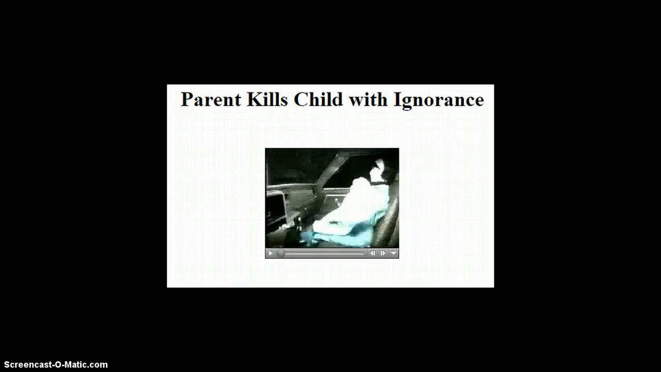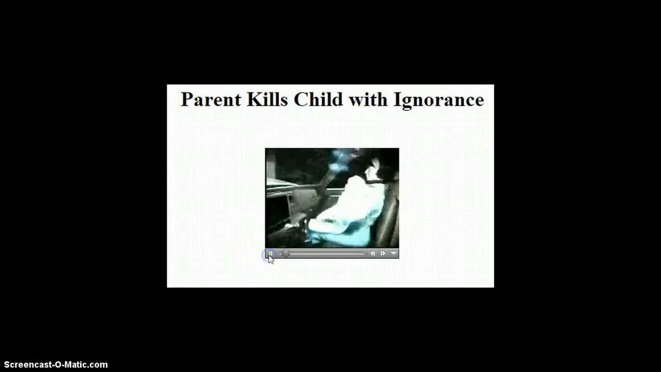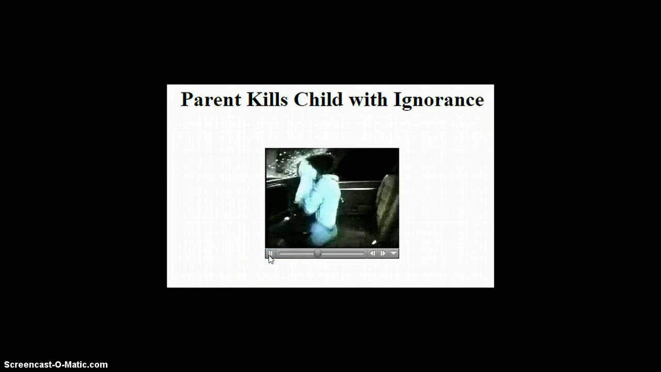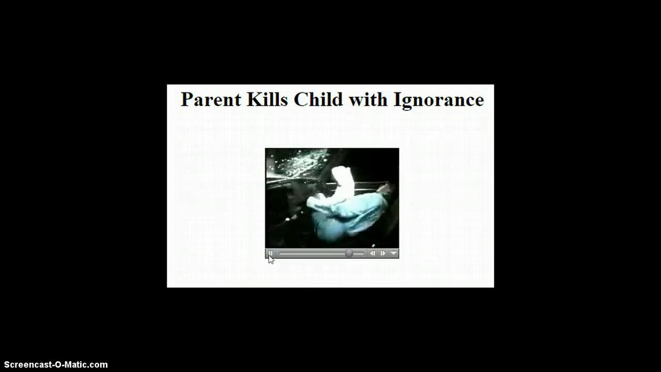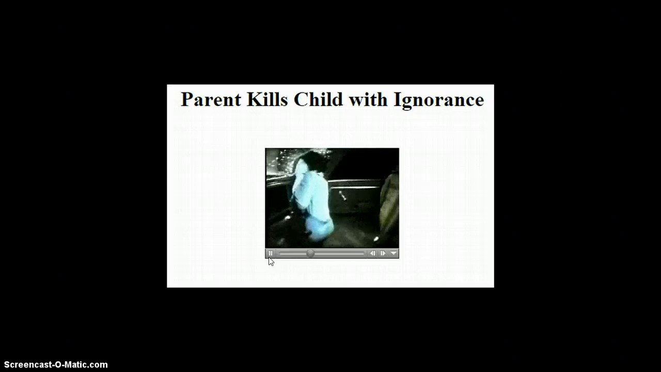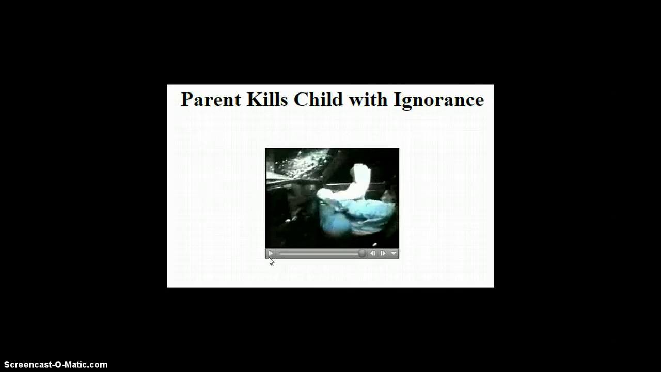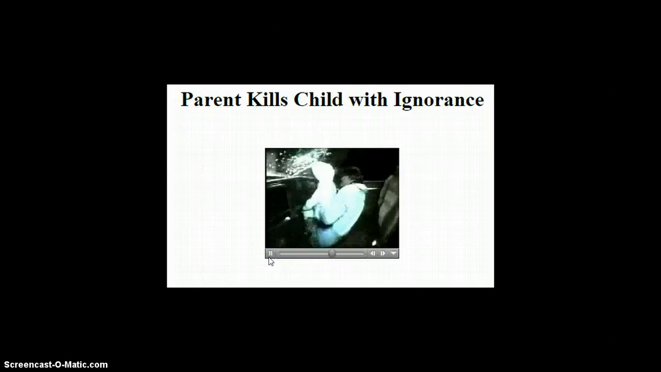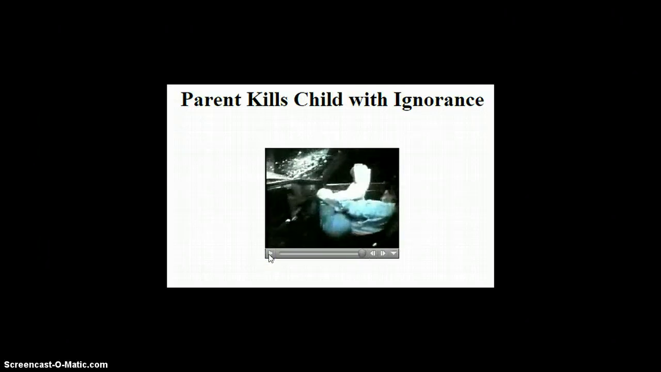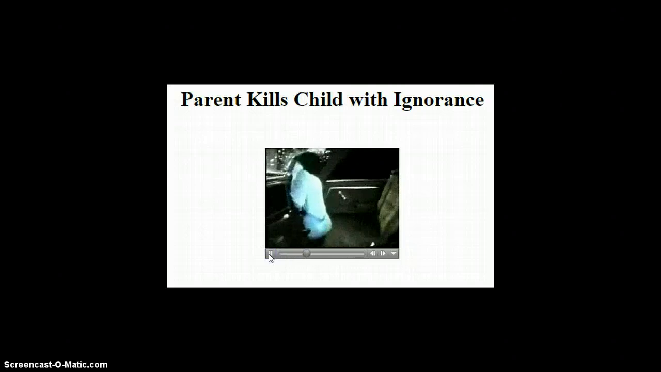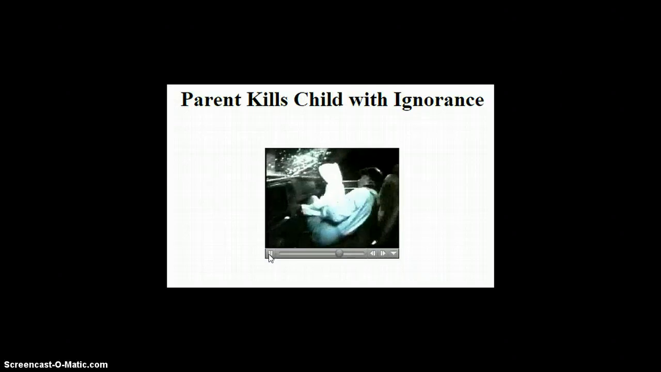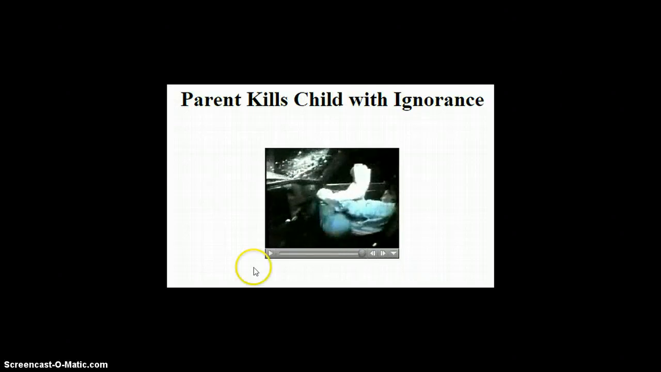All right, this video is called Parent Kills Child with Ignorance. We're simply going to be watching the crash test dummies of what happens here. Here goes. In this clip, we see a parent holding a child, and neither of them wearing a seatbelt. As you can see, the parent not only allows harm to the child, but actually hurts the child more as the child becomes an ineffective airbag for the parent. Go ahead and answer the questions involving parent kills child with ignorance.